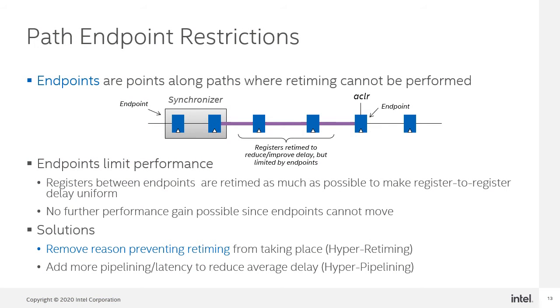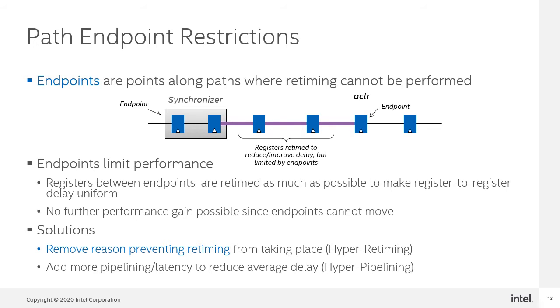Endpoints are points along FPGA paths at which retiming cannot be performed. They are the cause of limitations in your design's maximum performance. In the example here, we have a path with an endpoint shown on each side. Since the endpoint registers cannot move, then the performance of the paths between them is affected. The only thing the Hyper-Retimer can do is spread the registers out in between the endpoints as much as possible to average the delay between them. But the performance as determined by the average delay cannot be made any faster.